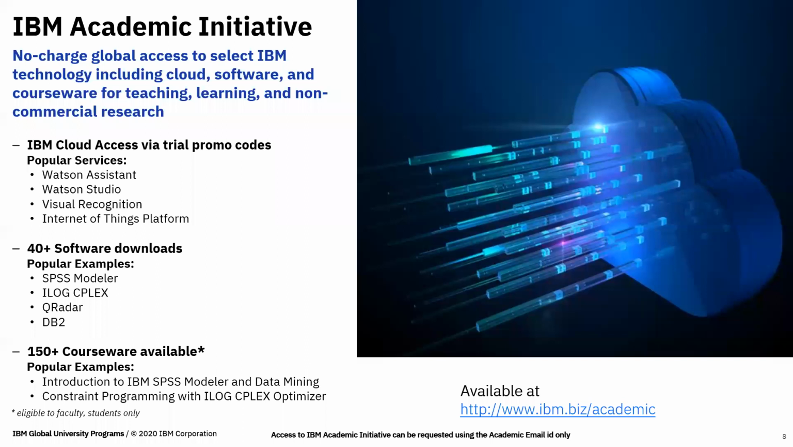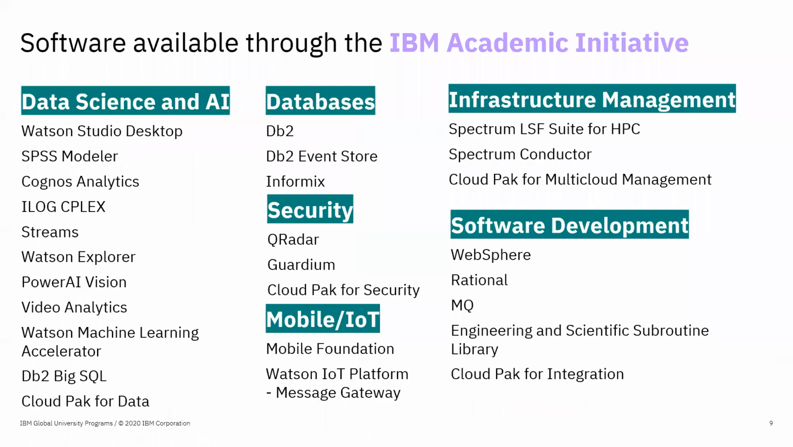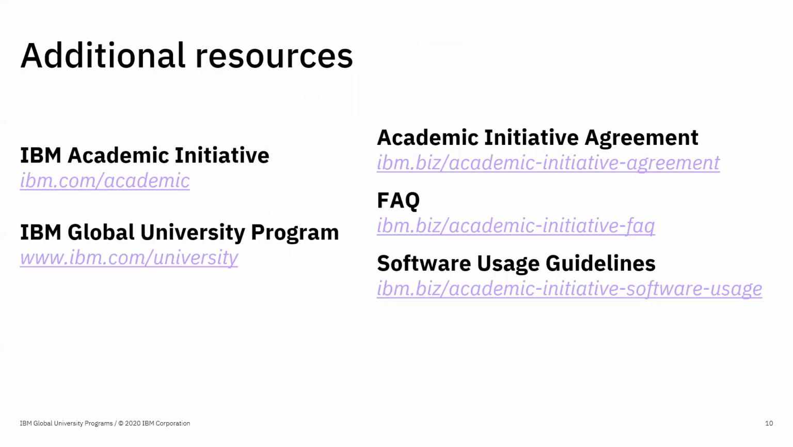And a lot of courseware is available. So if you see this big list of software that is available for free, there are additional resources, and you can go through the software guidelines on how to use them. Basically, you just need to register with your academic ID, and that's where you get started. That is the only criterion.